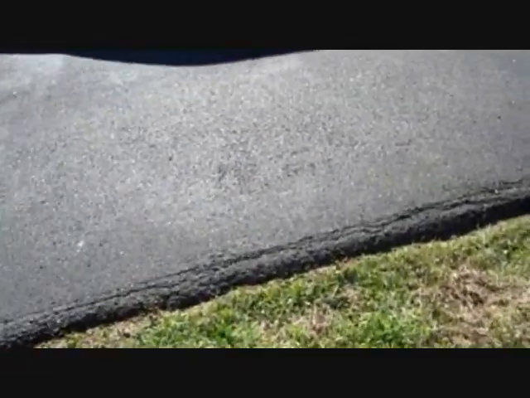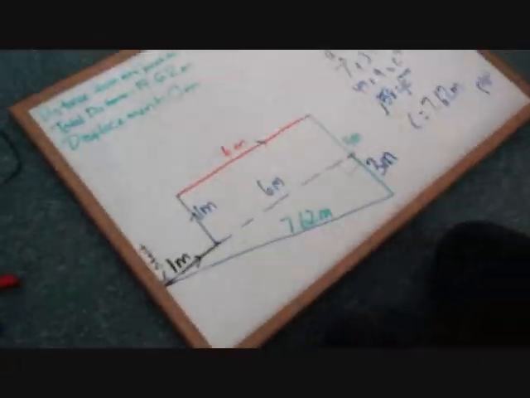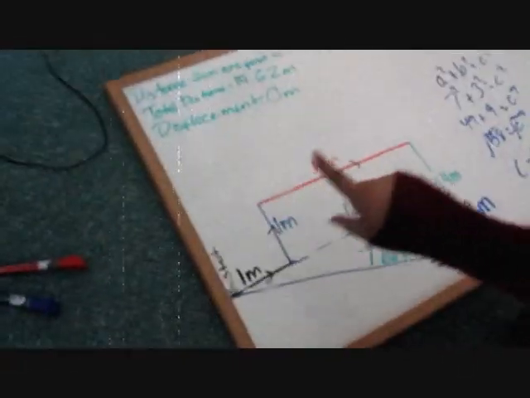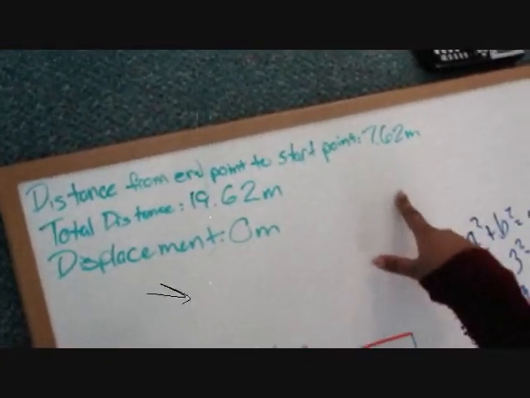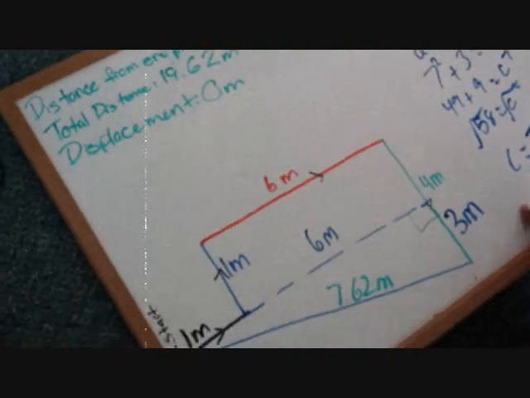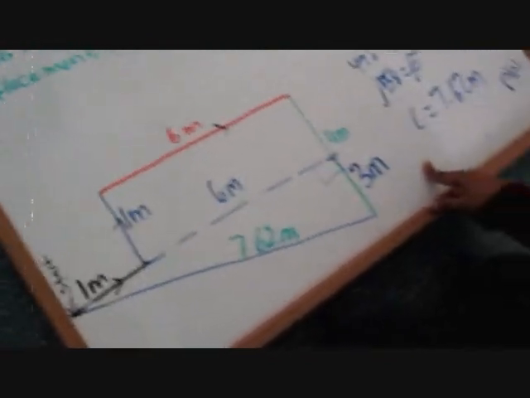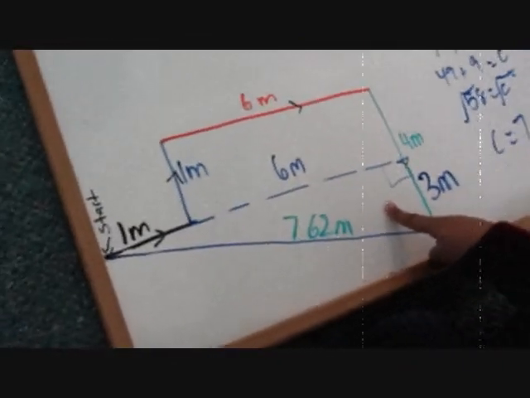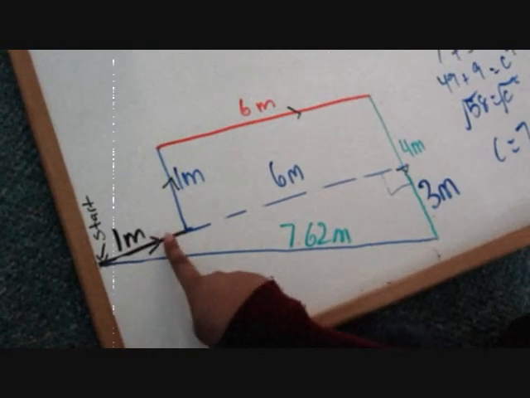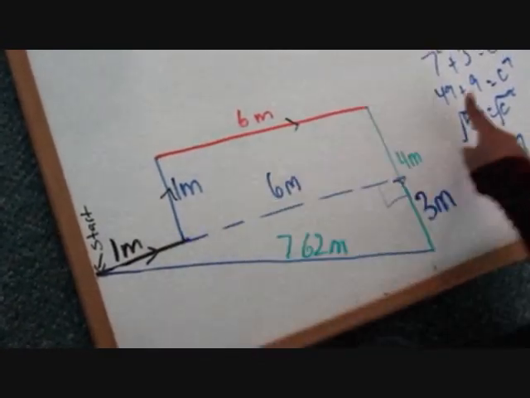I think we need to do this again. The distance from the end point to the start point is 7.62. When we use the Pythagorean theorem, which is a squared plus b squared is equal to c squared, by creating this triangle here, since this is 1 meter and this is 6 meters, we combine that to make the 7 that we see here.